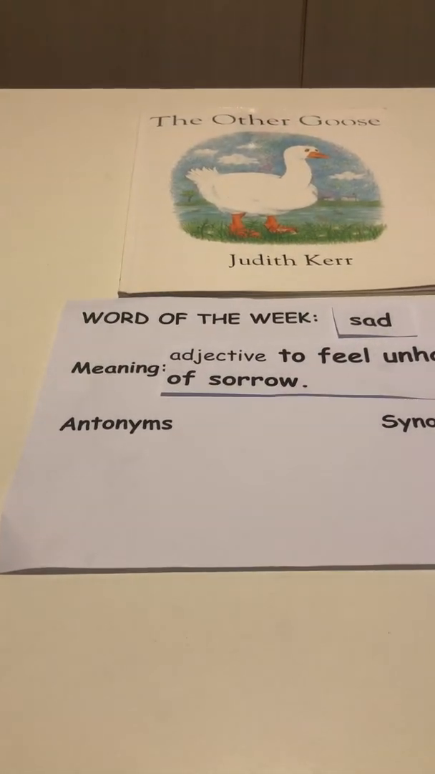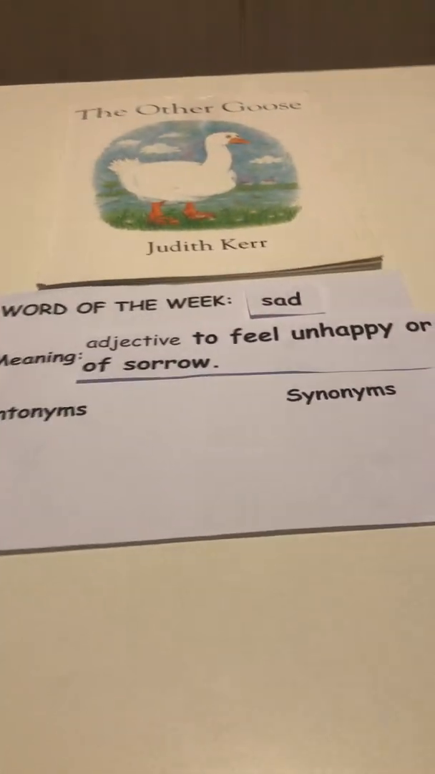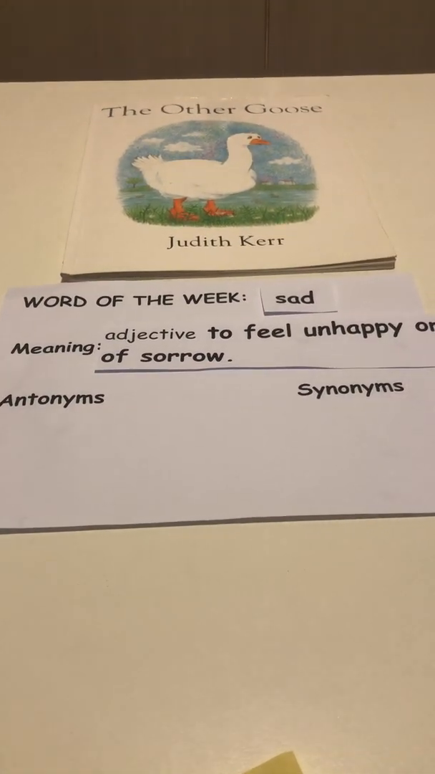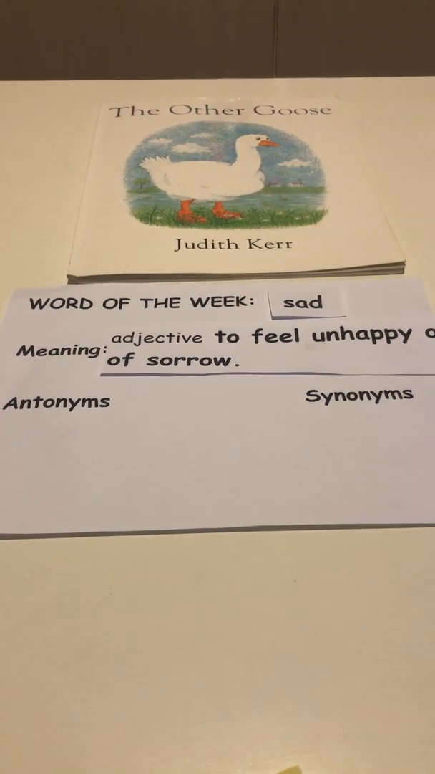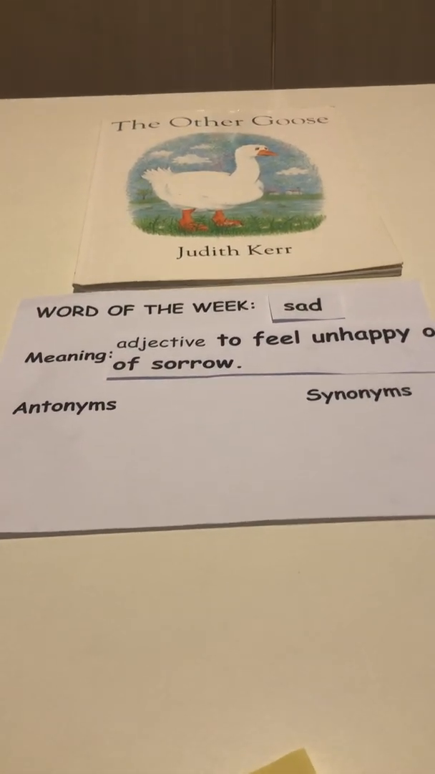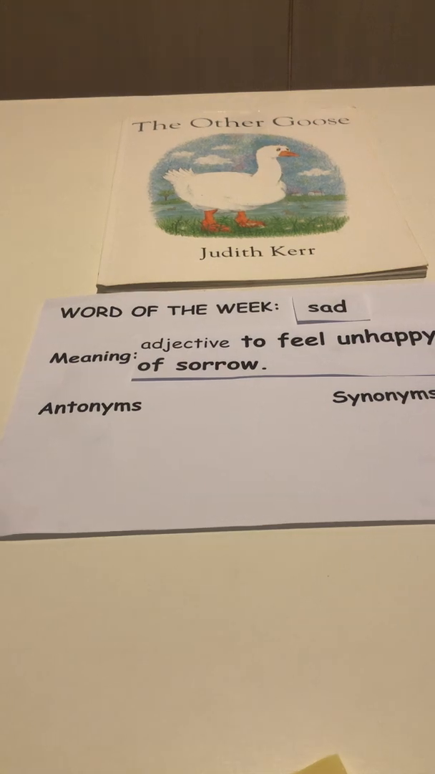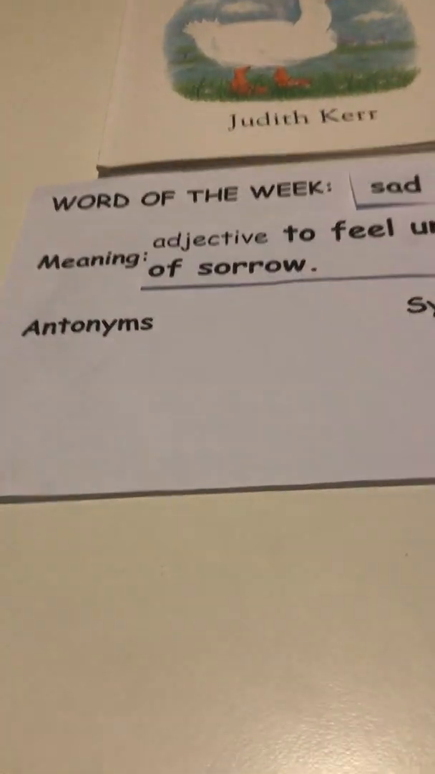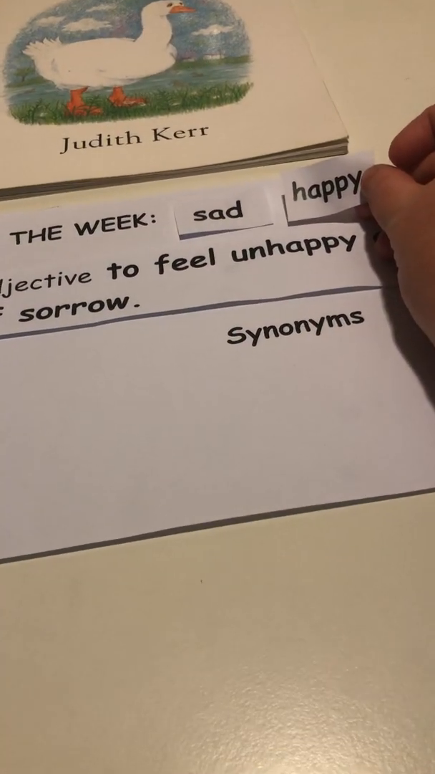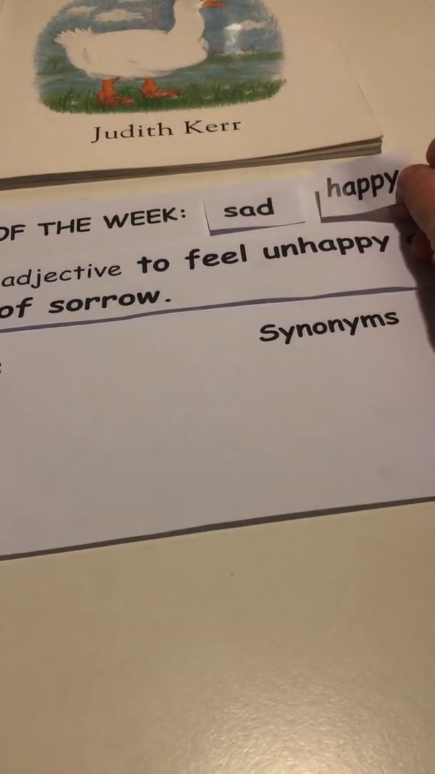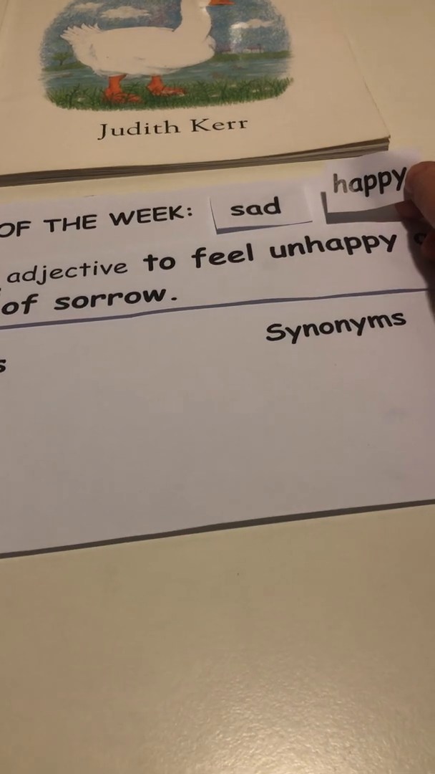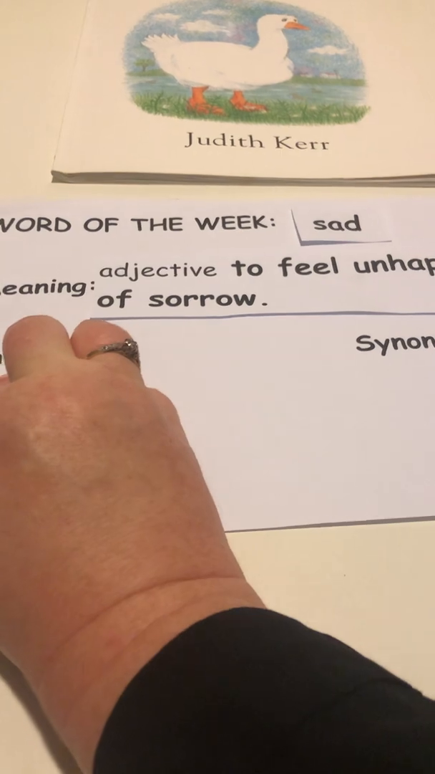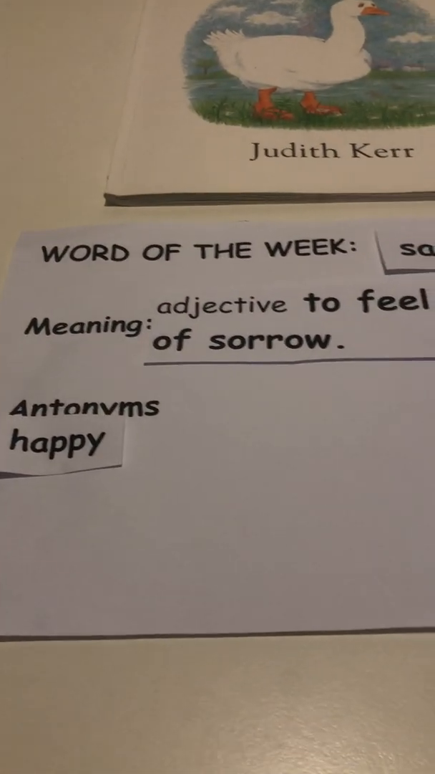So let's have a look. We've got some words here which are antonyms and synonyms. So we will look and see whether they are the same or the opposite. So the antonyms are words that are the opposite of sad, and synonyms are words that mean the same. Well, let's start with this one. Happy. Is that the same as sad? No, it's the exact opposite, isn't it? If you're feeling sad, you're feeling very unhappy or down or miserable. But if you're feeling happy, it's the opposite. So happy can go under the antonyms.